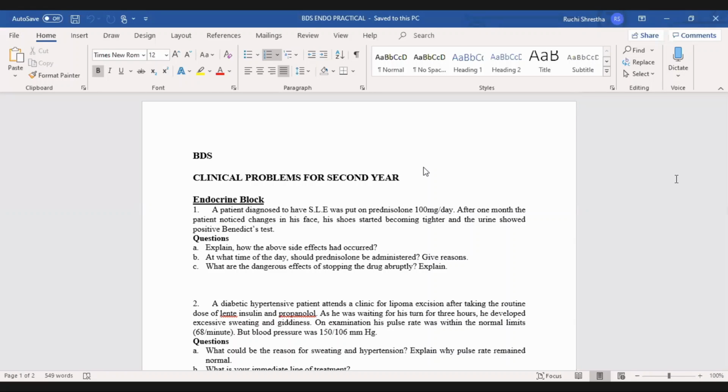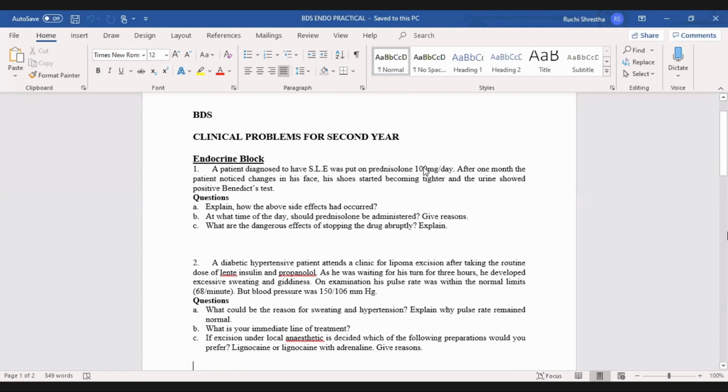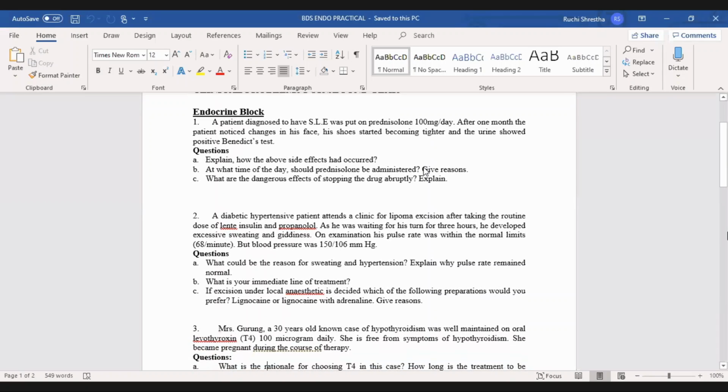So continuing with the clinical problems, we'll be starting with the BDS. Question number 1 or 2 is similar for MBBS too. So we'll be discussing question number 1, clinical problems related to the endocrine system.